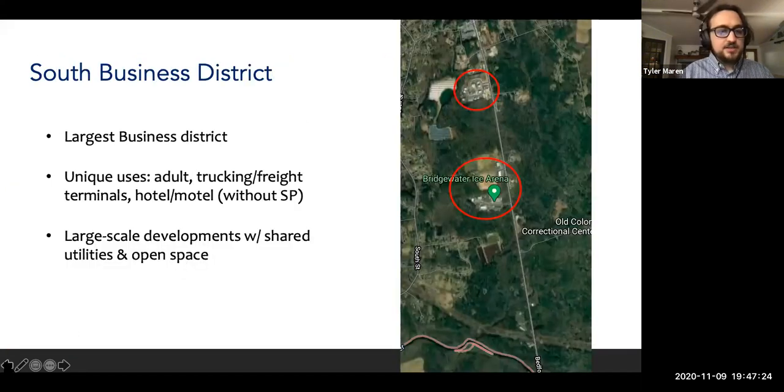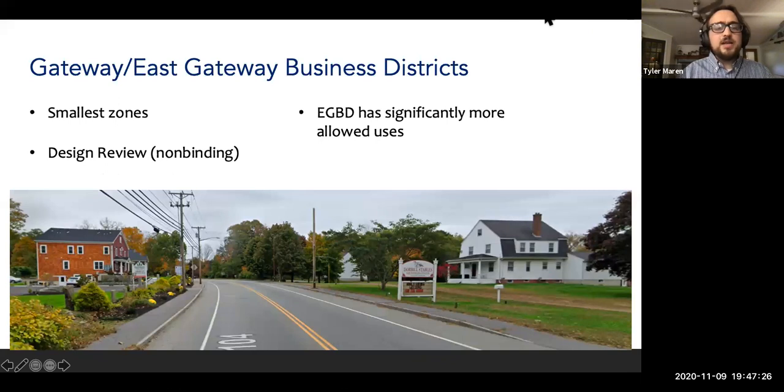The East Gateway Business District, that's okay. It has many more allowed uses. Not sure why exactly. My guess is that it's closer to the center, whereas the Gateway Business District is way out where things are less dense. So I will say this is from the Gateway Business District. The East Gateway Business District does not look quite like this. It looks a lot more residential, and residential uses are permitted in this area. It's kind of hard to tell in some places that it is a business district.